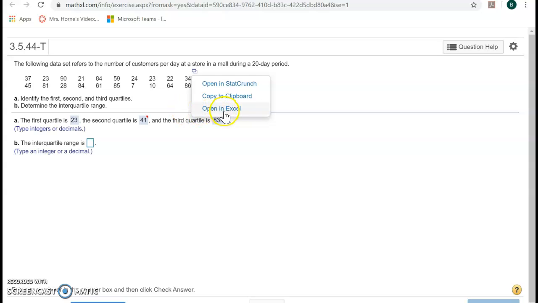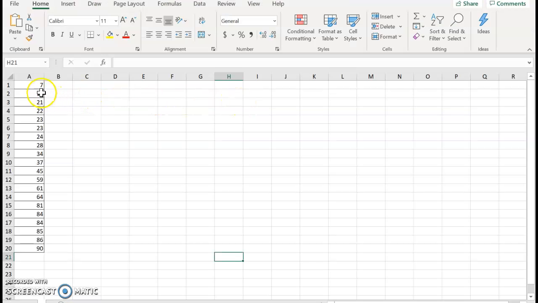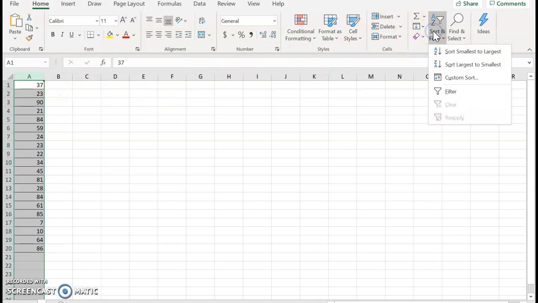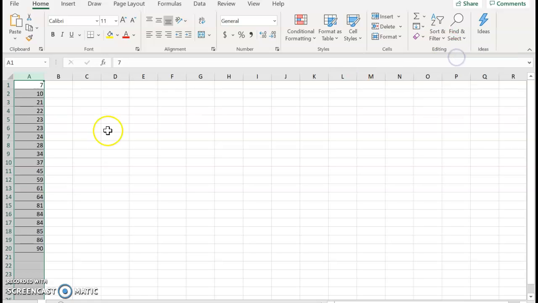So first thing I would do, you can order these from smallest to greatest, which is fine, but I'm going to use Excel to order these. So I opened Excel, I highlight this and click on sort, and I sort from smallest to greatest. So now they're in order.